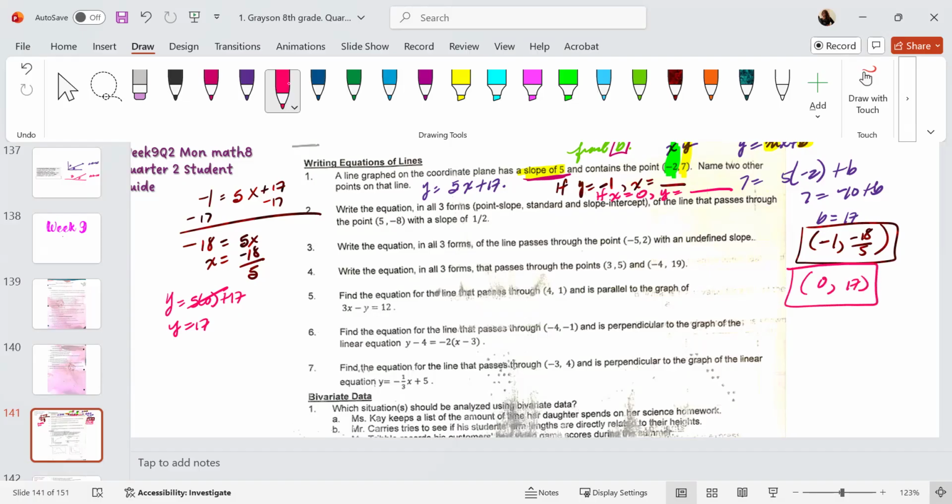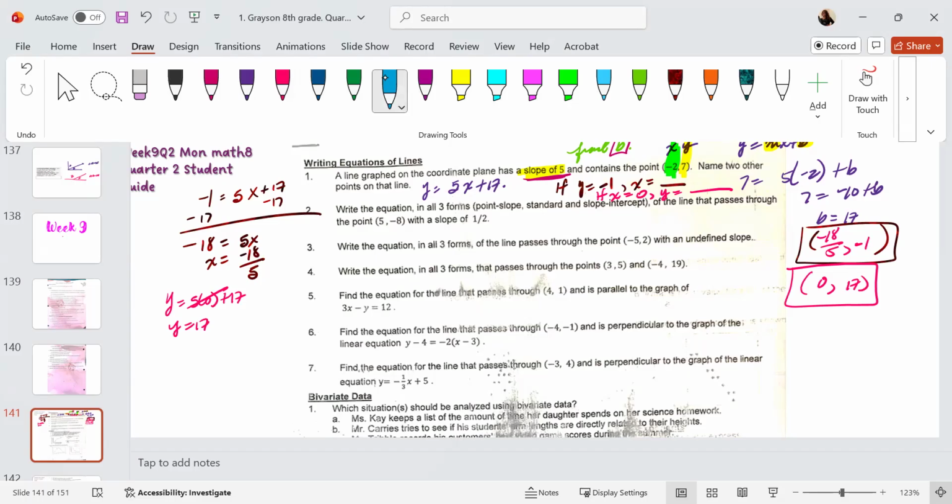There are two different ways of finding it. Do you see that? You don't have to use negative 1. You don't have to use 0. You can use whatever number you want. And actually, I messed this one up. This is backwards. X is negative 18 over 5. Y is negative 1. Do you see where I messed up? Okay. Does that make sense? Okay. All right. Next one.